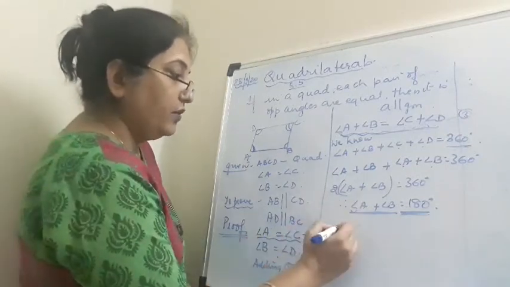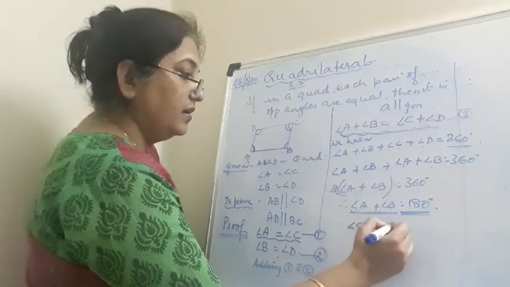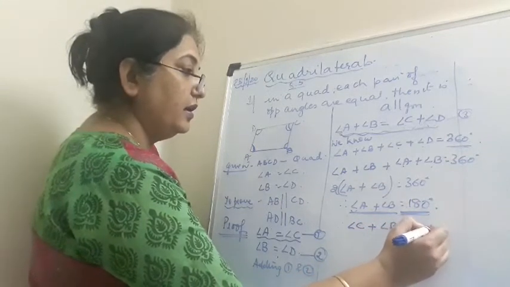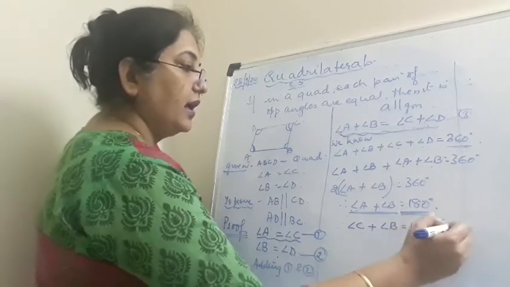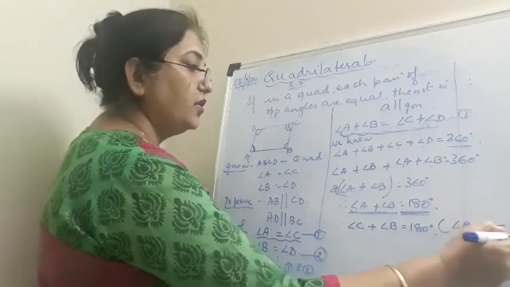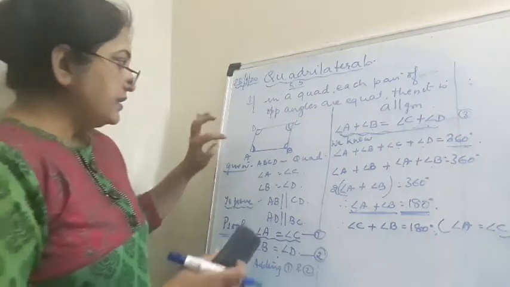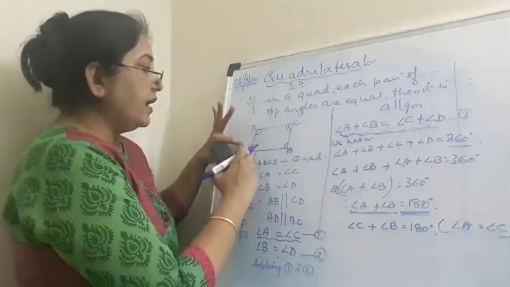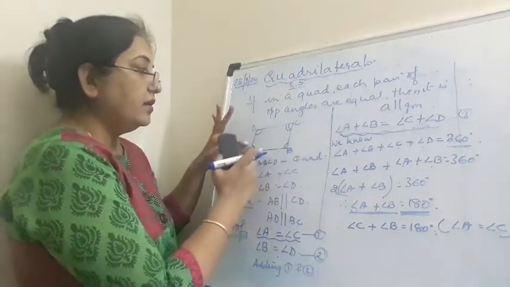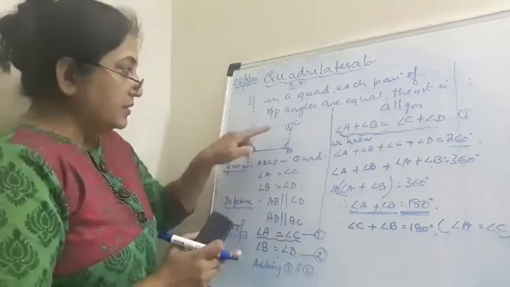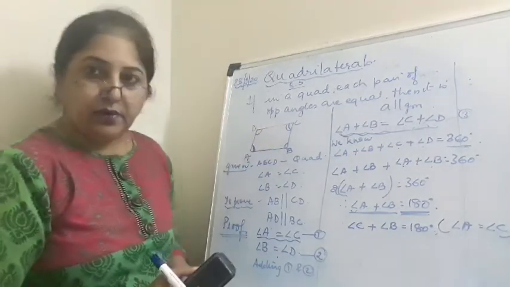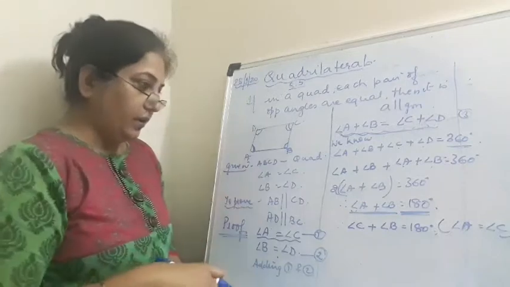In place of A I can write angle C plus angle B is equal to 180 degree. Why? Because angle A is equal to angle C, or angle C is equal to angle A. Now we see that A and B are supplementary, and C and B are supplementary. Now let us concentrate on the figure.